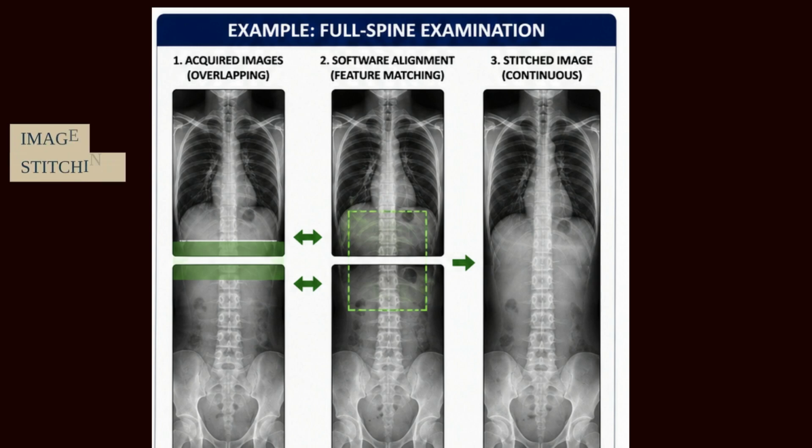Image stitching is a post-processing technique that combines two or more overlapping radiographic images into one continuous image. It is commonly used for full spine, scoliosis, long leg, and leg length examinations where the anatomy is too large to capture in a single image.